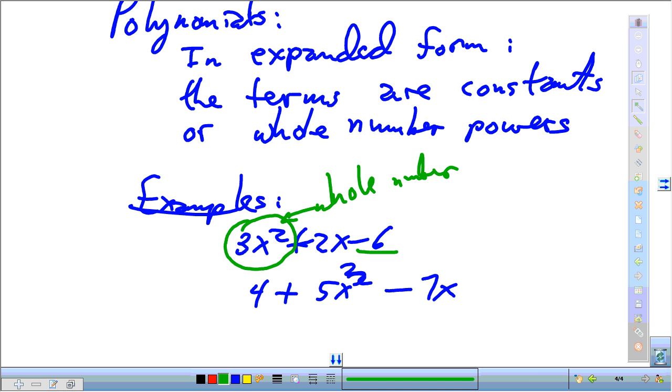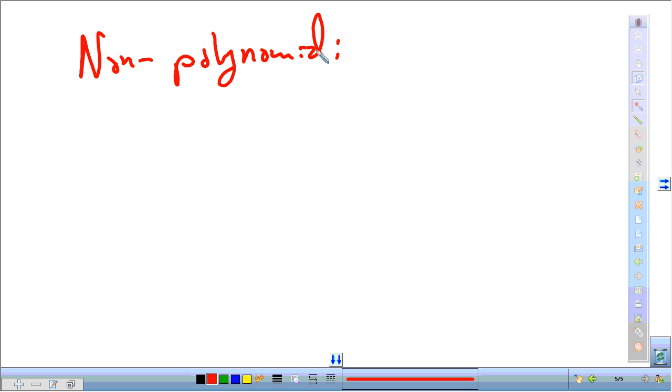So we might have other terms in expressions that look very similar. Something like 3x to the minus 2 minus 5x squared plus 7. But it's not a polynomial because of the term which is not a whole number power. We have a negative exponent.